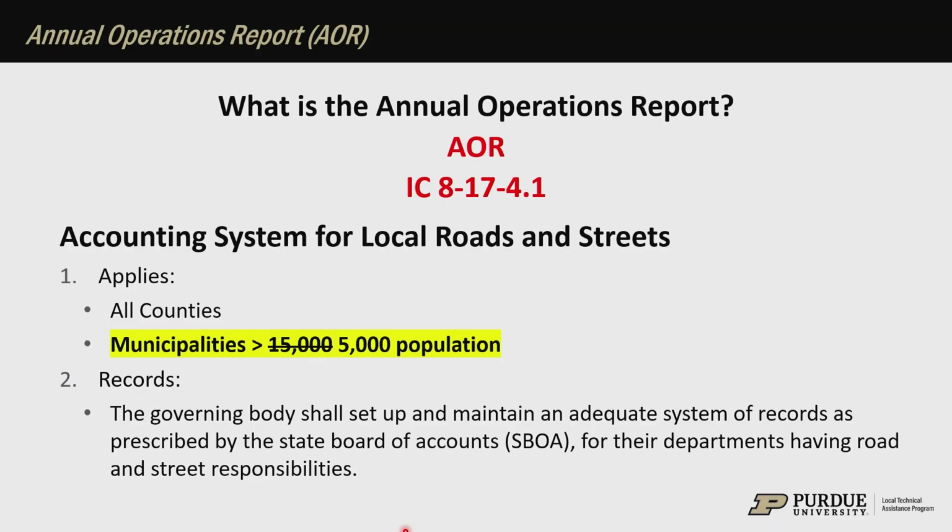But why we're talking about it today is that back in 2025, the requirement was for municipalities with a population greater than 15,000 people. This last year in 2025, they changed that to a population threshold of 5,000. So that incorporates another 50 to 60 some municipalities that have never done this report before.